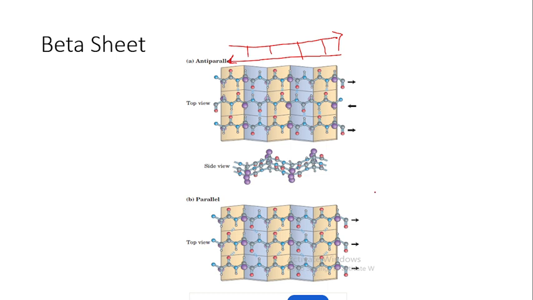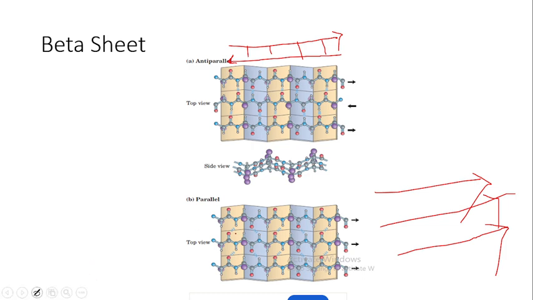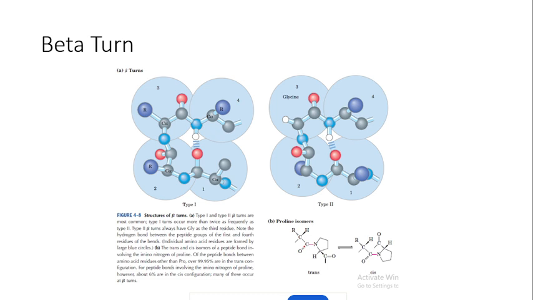Parallel beta sheet means the first layer has N here, C here, so this direction. The second layer also has N here and C here. The third layer also has N and C. Again the interaction is between C double O and NH. So here the interactions are parallel for anti-parallel, but for parallel the interactions are not parallel; they are tilted. So these are the two different kinds of beta sheet. Okay, any doubt between alpha helix and beta sheet, quickly ask me.